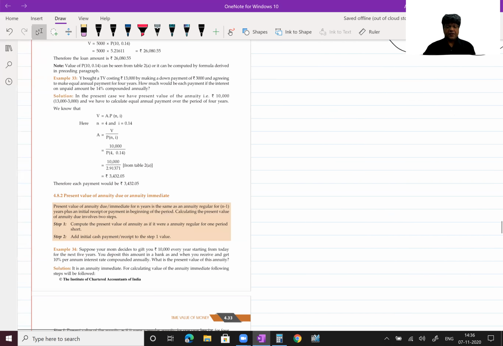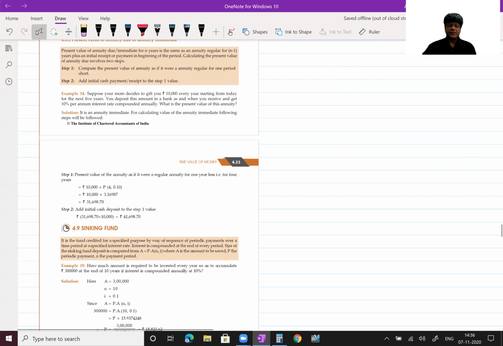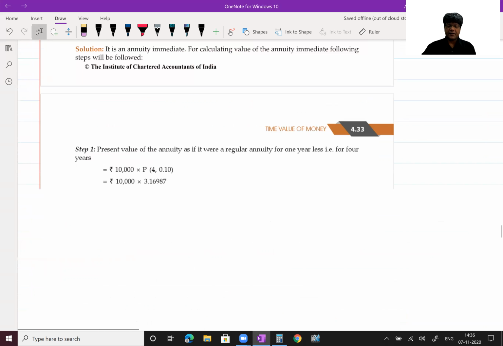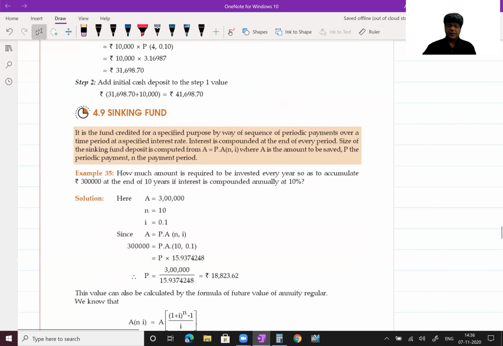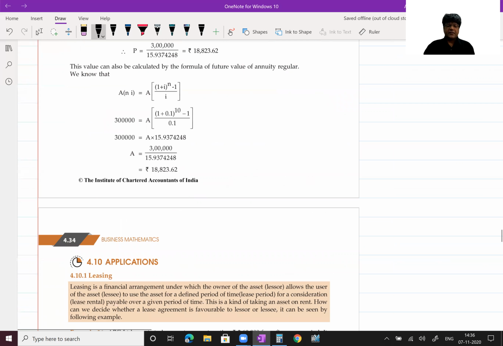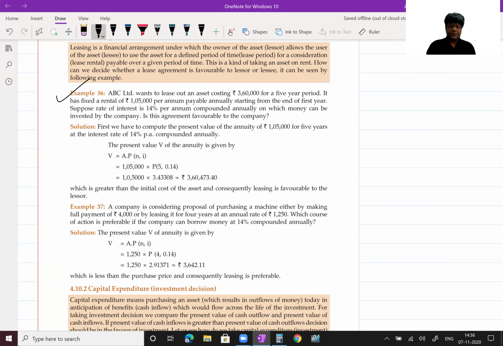Okay, now I'm going to do the exercise, guys. These types of questions I have already done. You'll have to revise every question. This sinking fund means, for any specific purpose in the future, if you're creating a fund, I have already explained all those things. Leasing, guys, these questions I have also solved in the class video.